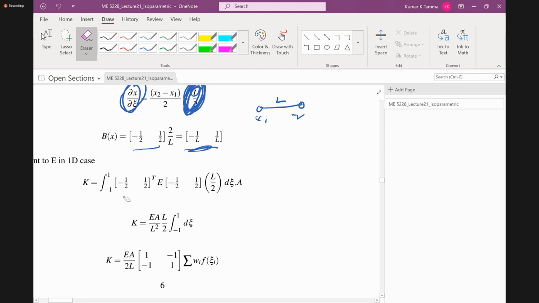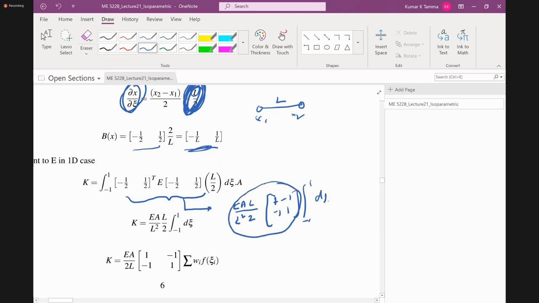If you multiply this one, you will get EAL over L squared times 2 times the matrix [1 -1; -1 1] times the integral from minus 1 to 1 of dξ. This is what should have been here. I made an error in this step. Is this clear? Yes or no?